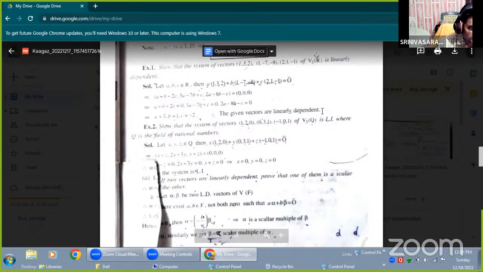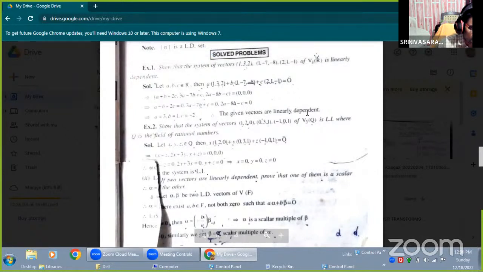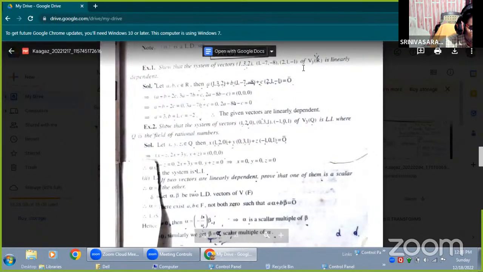Find the determinant of the matrix. Already we have practiced this in lower classes.